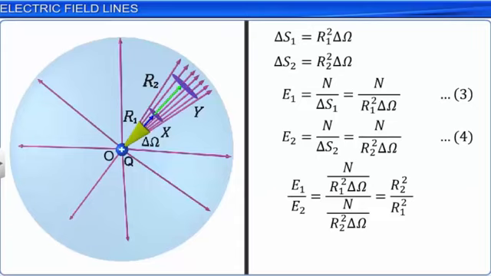From equations 3 and 4, we see that even though the number of field lines n and the solid angle delta omega are the same at x and y, the electric field strength E, which will be equal to number of field lines per unit area, is proportional to 1 by r square, where r is the distance of the point from the charge q.